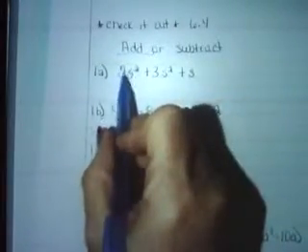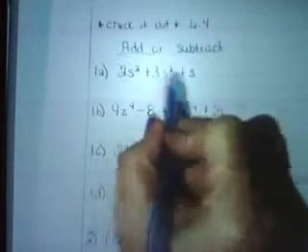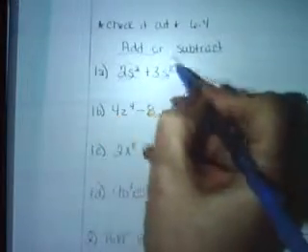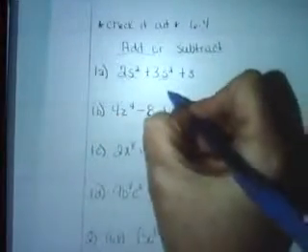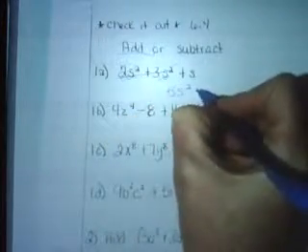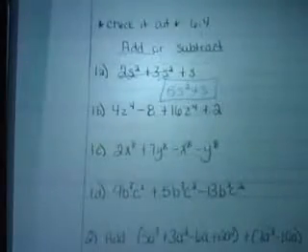So in this first example, 1a, I have 2s squared plus 3s squared plus s. It's all addition. So my like terms, I have s squared and s squared. So 2 plus 3 gives me 5s squared plus s. That's all we can do. It is simplified as low as it'll go.